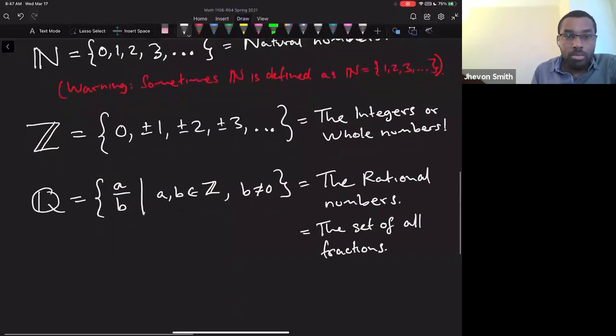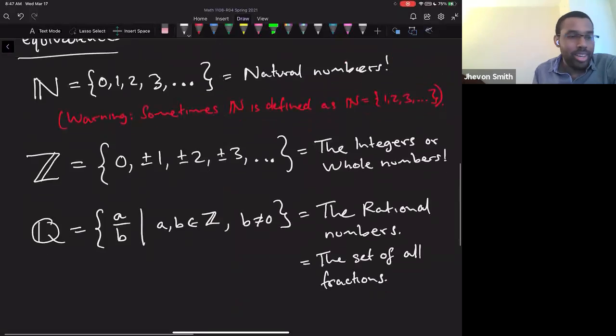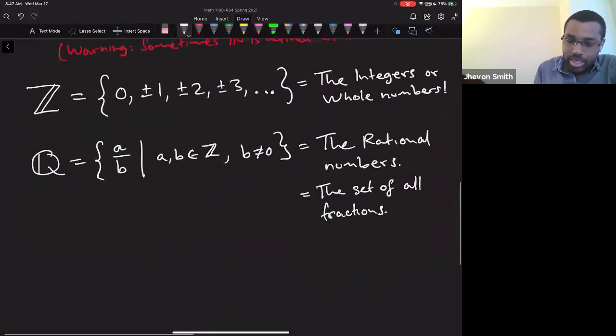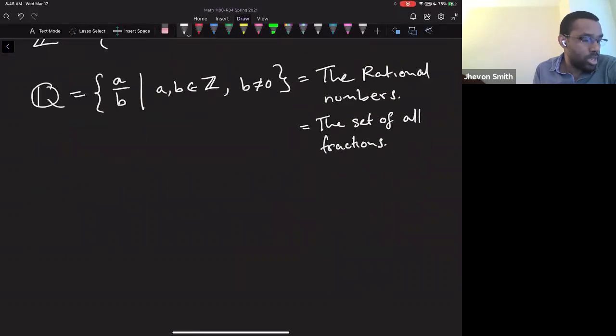That also has an infinite number of things in it, as you can probably tell. You can just keep counting. You can keep creating new fractions based on what you're counting. Then there are the real numbers. Now this one is very difficult to describe.